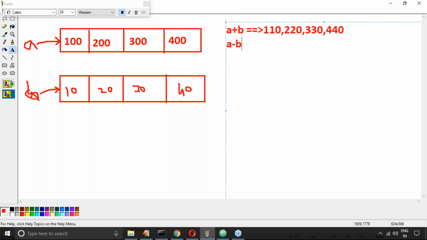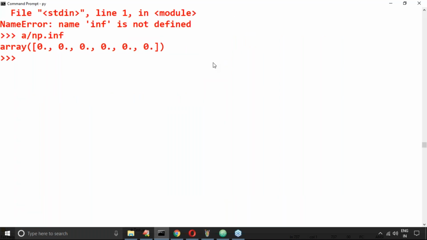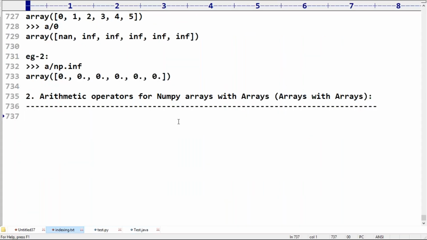Similarly, A minus B, is it possible to perform or not? Yeah, why not? A into B, all the remaining operations we can happily do. I don't think you people are going to face any problem, even for two-dimensional arrays. For one-dimensional arrays also, array with array operations are always applicable. Very simple operation, right?